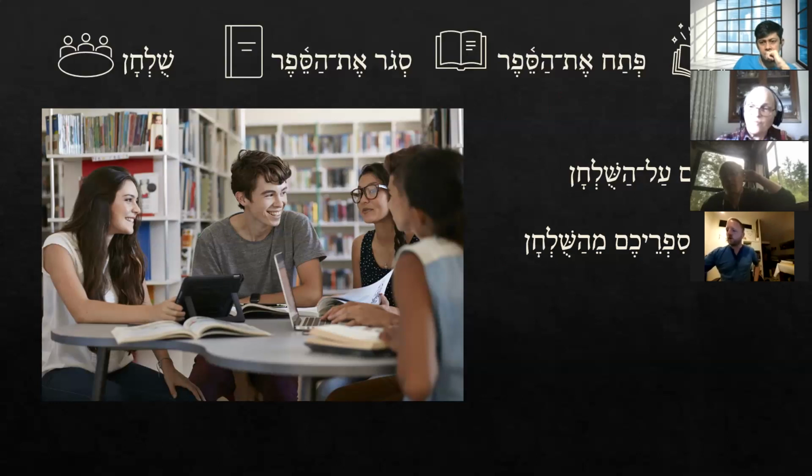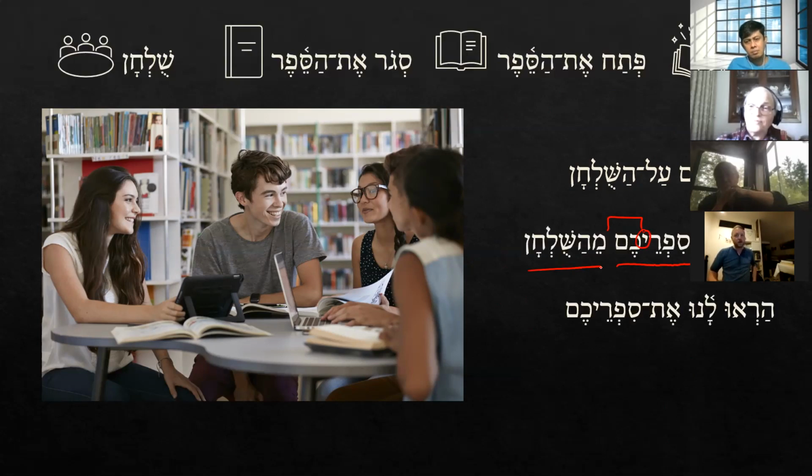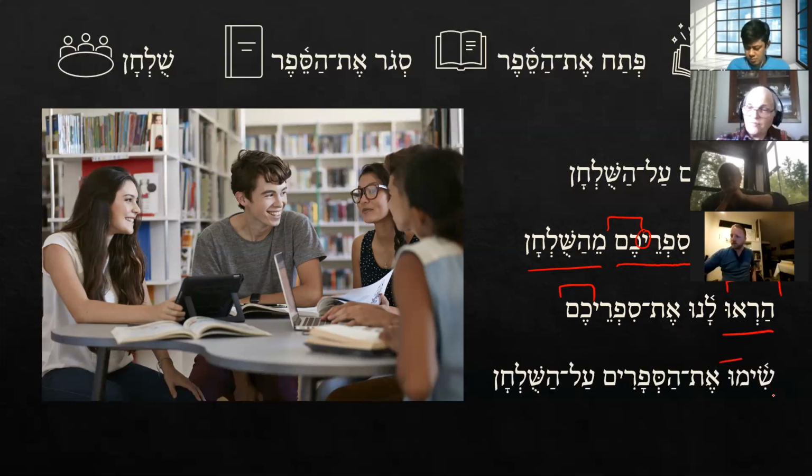Ku et sifrechem. That's the plural of your books. You've got the chem, and this is a yod. The yod indicates the plural. Sifrechem, your books. Ku et sifrechem me'ashulchan. Take your books off the table. The plural of hare is haru. Show. Haru lanu et sifrechem. Sifrechem, again, your books. Haru is the plural. Show us your books. That's from hare, that we looked at before. And simu, simu et hasfarim ala shulchan, or et sifrechem ala shulchan.